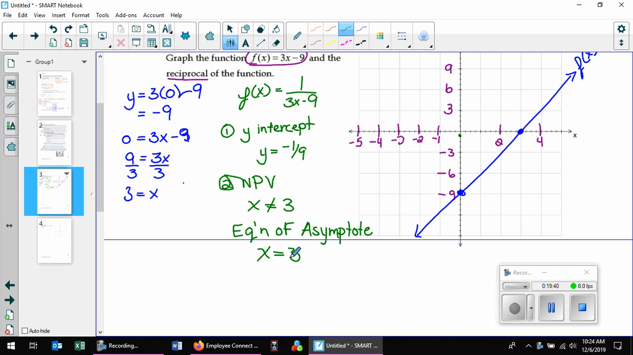You will lose the mark for this if you say the equation of the asymptote is x does not equal 3, because that's not an equation. That's not an equality. Okay, so we're going to draw that in. So this is a vertical asymptote, so up, down, and it happens at x equals 3. It's an invisible line, so it doesn't exist, and we draw it in as a dashed line. That's my asymptote.